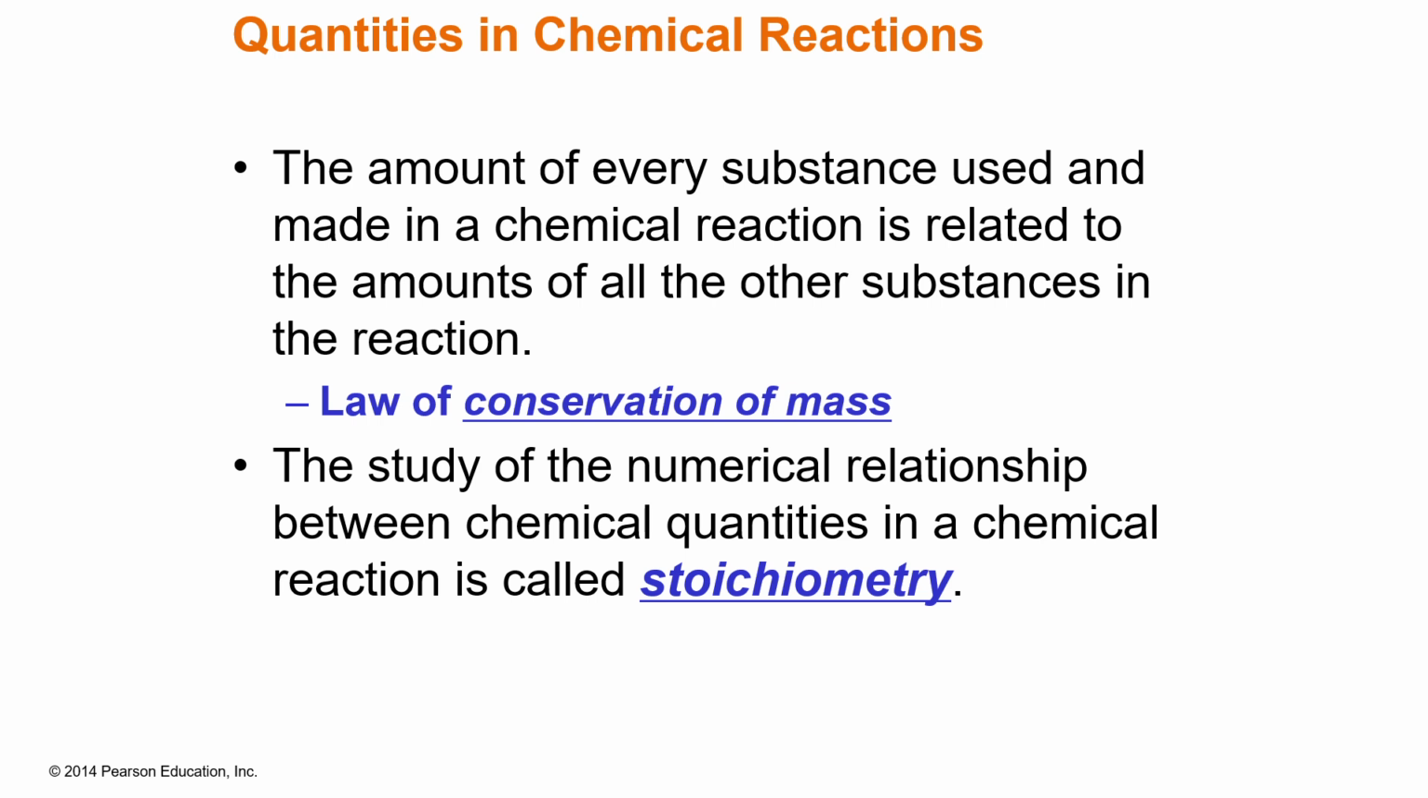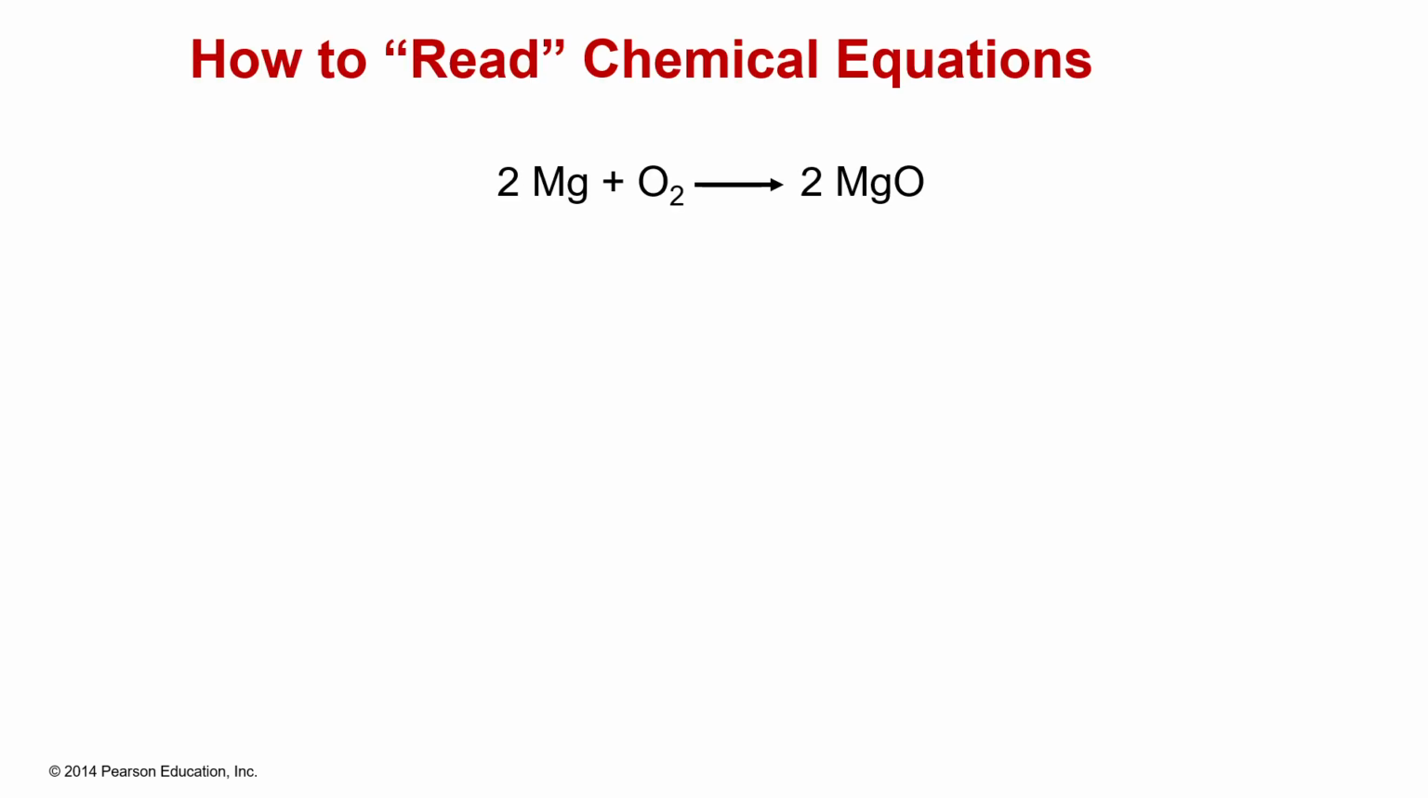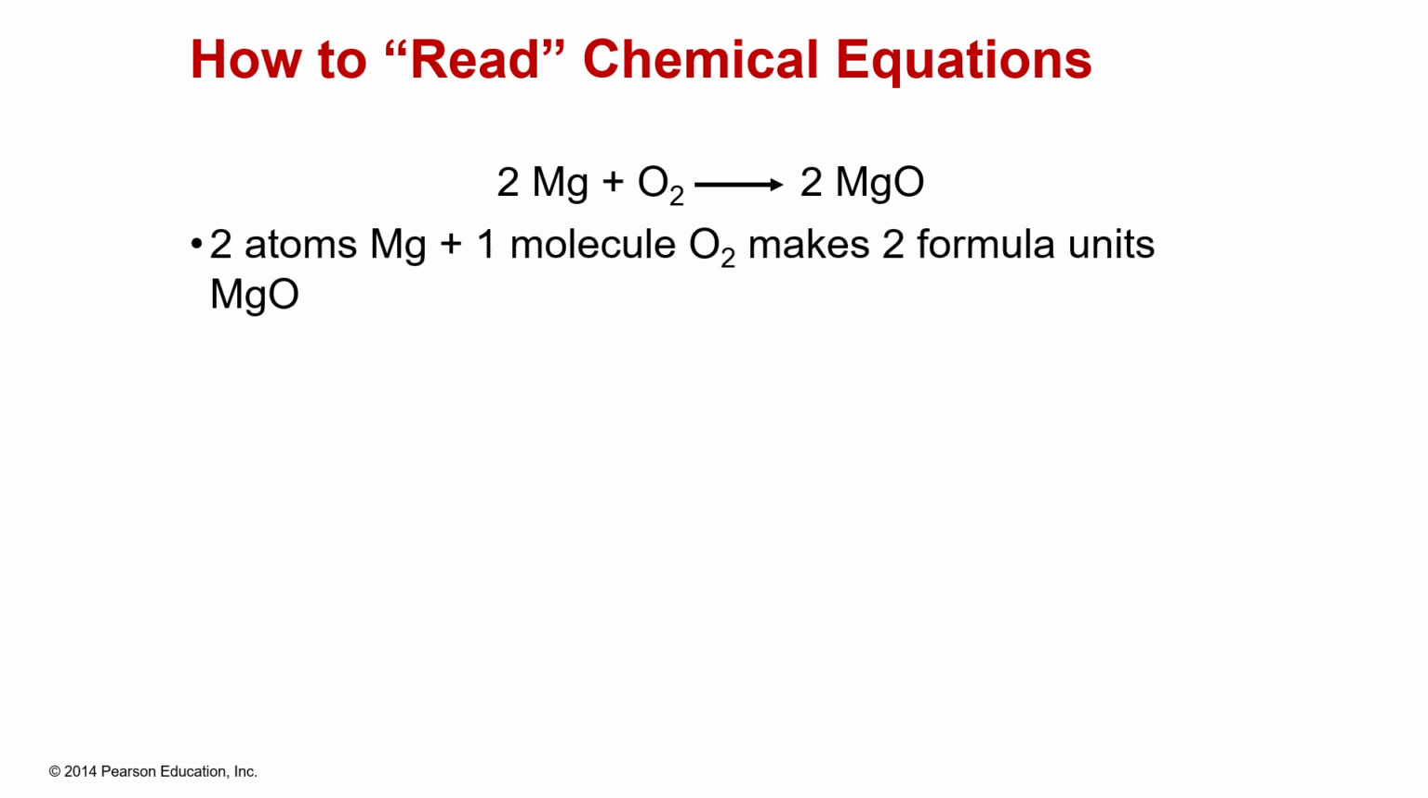Let's review something that we said in the previous section. How do you read a chemical equation? Remember, when we react, in this case, magnesium with oxygen to produce magnesium oxide, we can read the equation as 2 atoms of magnesium plus 1 molecule of oxygen makes 2 formula units of magnesium oxide. Or, like with any other algebra equation, you can multiply every term in the equation by the same factor and still obtain an equation.